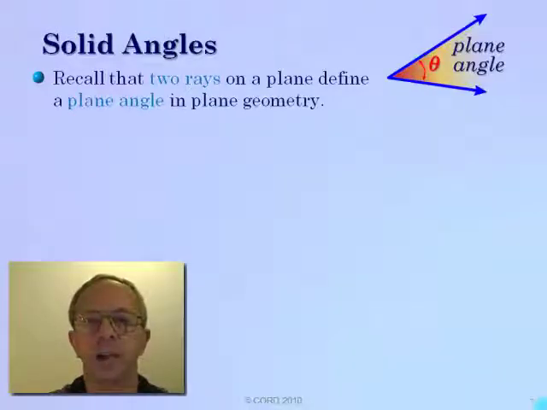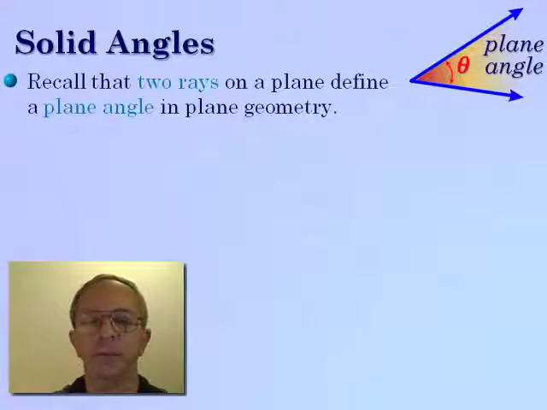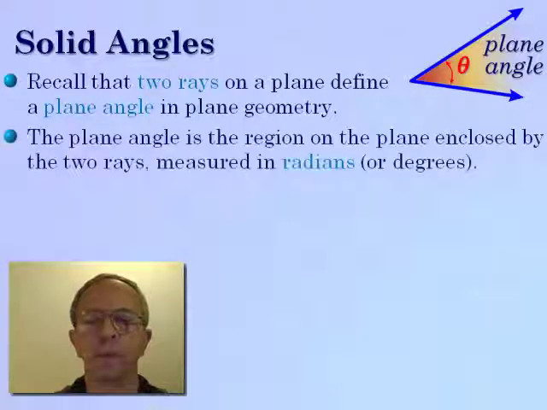Now let's look at solid angles, probably something that's new to you. Recall that two rays on a plane define a plane angle. You may have seen that in the previous module. The plane angle is the region on the plane that's enclosed by those two rays. So the angle measure is a measure of how far spread apart these two rays are.